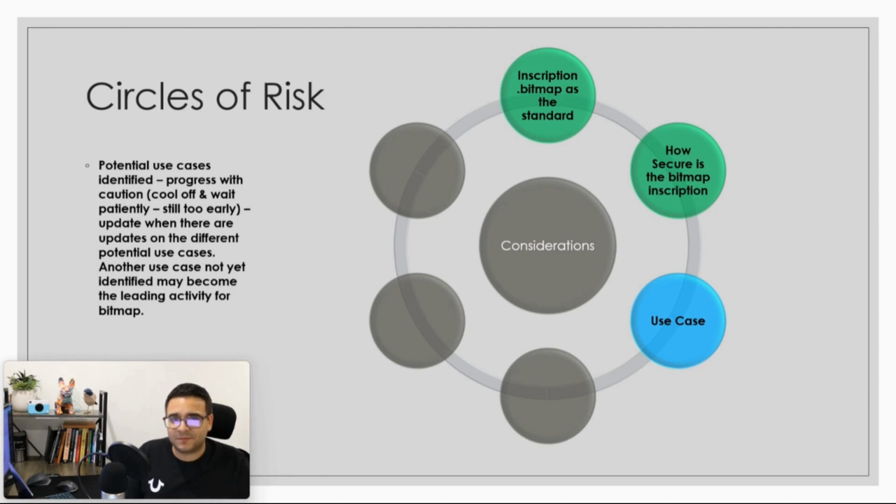I think this will be a video that I definitely come back to and do an update on once we find what the potential use cases are for Bitmap as things develop over time. Like I said, there could be something that we haven't even thought of that transpires out of this whole journey through some sort of organic innovation, I guess.